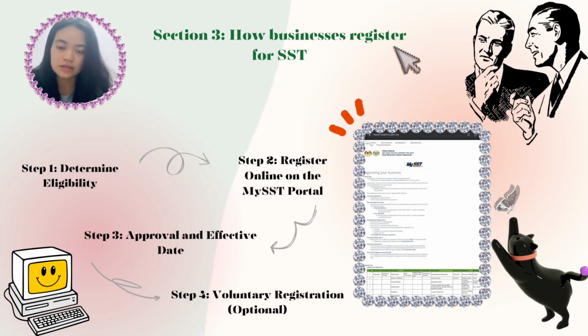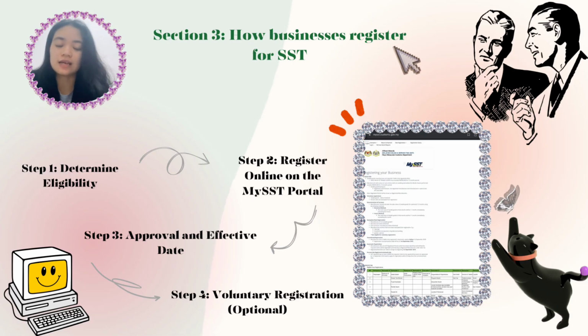For the third step, which is the approval and effective date. After submitting your application, it will be reviewed by the Royal Malaysian Customs Department. If all details are accurate, you will receive a confirmation email with your registration number. You will also be assigned an effective date, which marks the start of your SST obligations. Then you need to keep accurate records and begin filing your SST returns after this step.